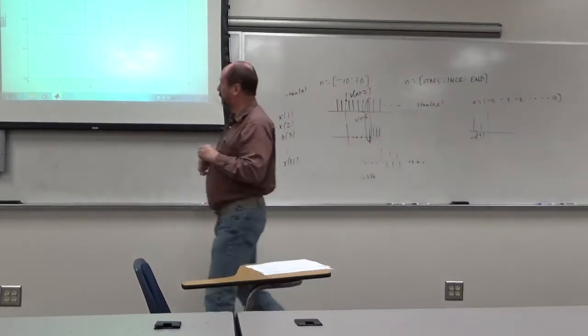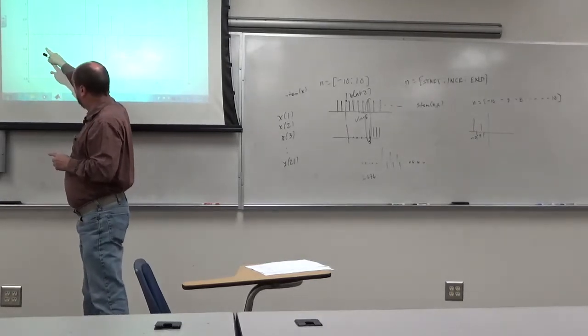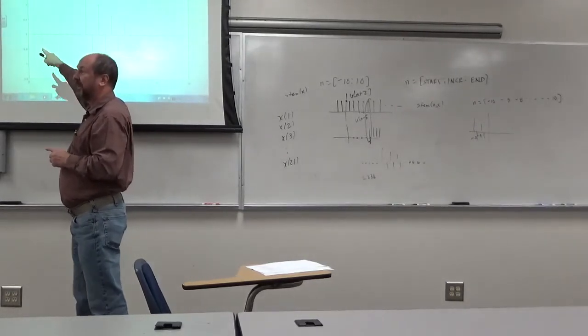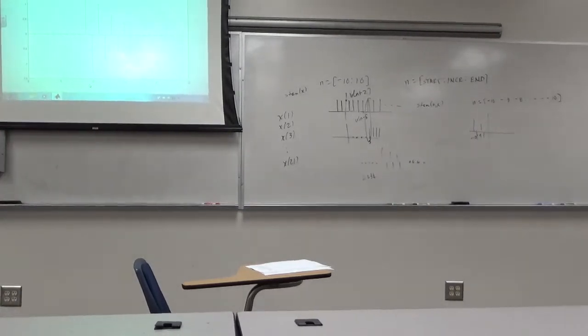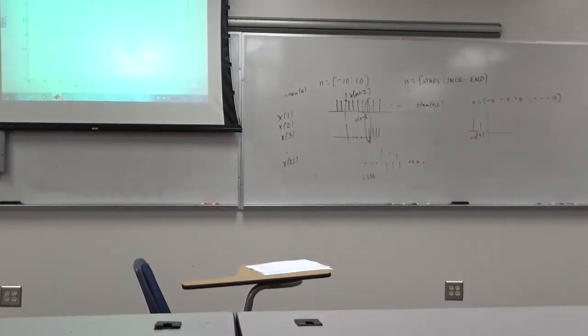As opposed to, right, 0 through, well, it just put in 0 because it always starts at 0, but the index is 1. As opposed to what I had done before, which is stem n comma x, and now you can see that the x-axis has got the right n values. Starts at -10. Okay?